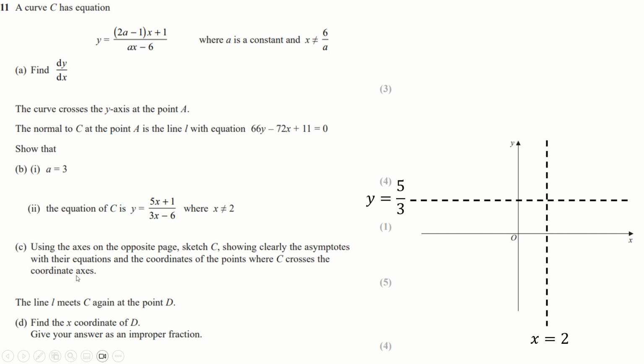And it also wants the coordinates where it crosses the coordinate axes, so let's use x equals 0. And if x is 0, you get y as 1 over minus 6, or just minus 1/6. And if you use y as 0, you cross multiply, this just goes away. You get 5x plus 1 equals 0, so x is minus 1/5 as well. And now these curves always just look like two C shapes in opposite quadrants around the asymptotes, so it just looks like this and this. Good. The line L meets C again at the point D, find the x coordinate of D.